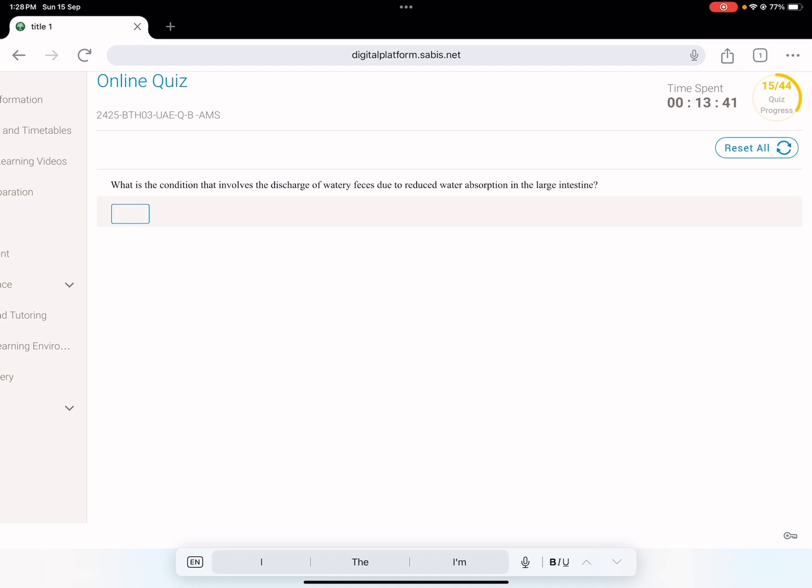So what is a condition that involves the discharge of watery feces due to reduced water absorption in the large intestine? Of course, it's going to be diarrhea, and make sure you guys know how to spell it. Okay, perfect.